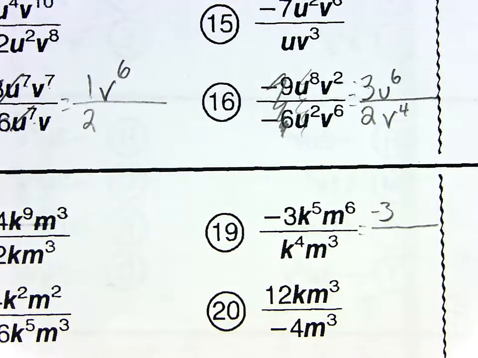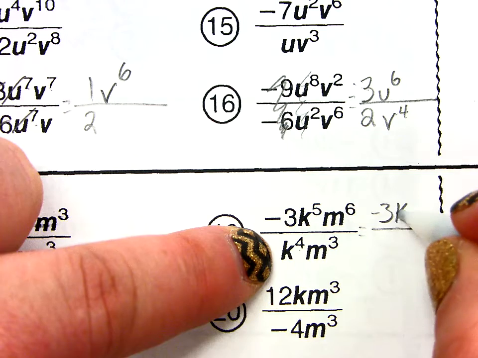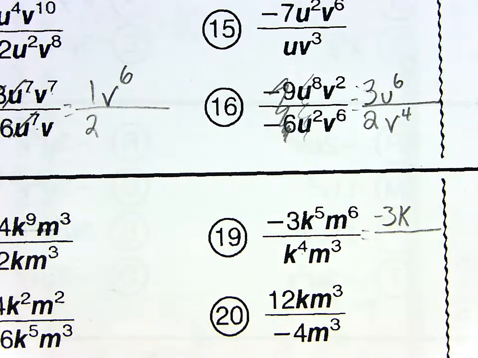Now, look at the K's. Sarah, you get this one. It's just going to be, and where is it? The numerator. Perfect. K to the 5th over K to the 4th leaves me with K to the 1st in the numerator. Now the K's are done. Look at the M's. I'll be left with M to the what, and where is it? Jaden. M to the 3rd. Perfect.